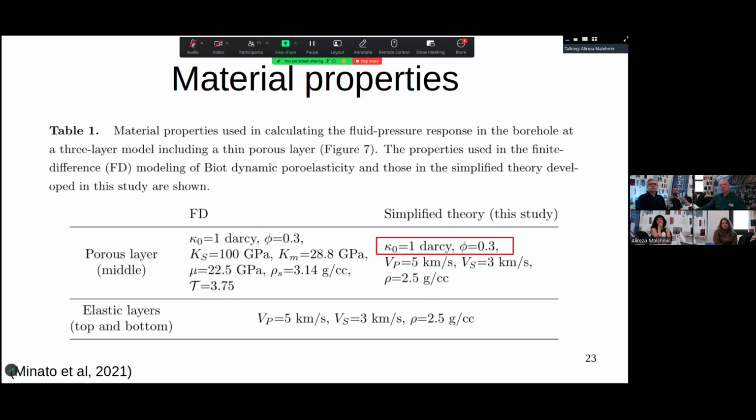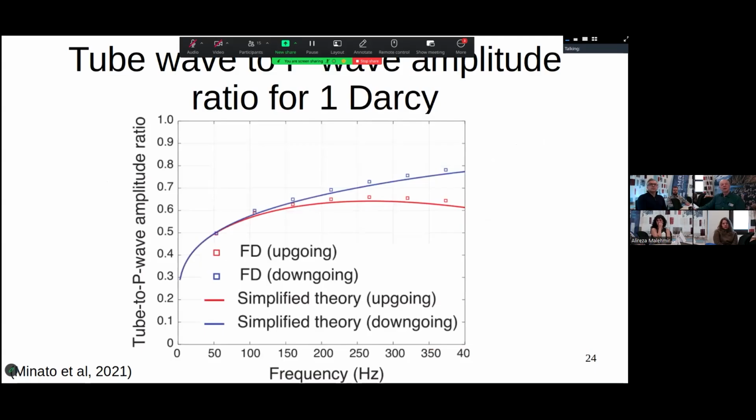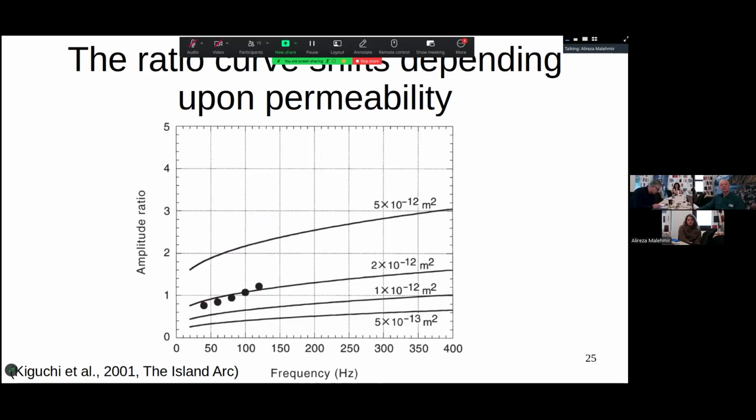And in particular, they're putting in 1 Darcy for the permeability of the layer and about a 30% porosity. And it turns out that this more simplified theory for the upgoing and downgoing waves matches well what the calculations from the finite difference modeling show. So this simplified theory can be used to say something about what kind of permeabilities you can expect in the fracture zone without actually having to go downhole and measure them with pressure tests.